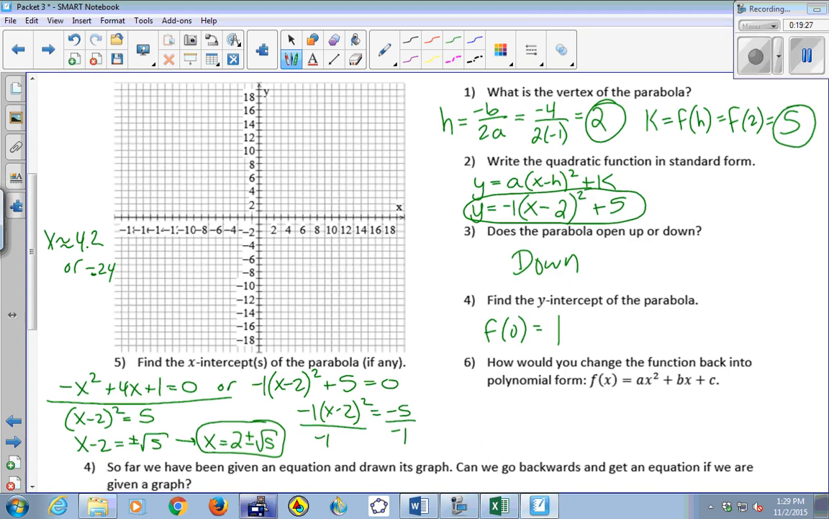Okay, so the last thing I'm going to do is graph it. I'm going to go through and plot my points. My most important point is the vertex, 2, 5. And I know it opens down and my y-intercept is at 1. I know my x-intercepts are at -0.24 and 4.2-ish. Then I know it opens down, so I can connect these with a nice smooth curve.